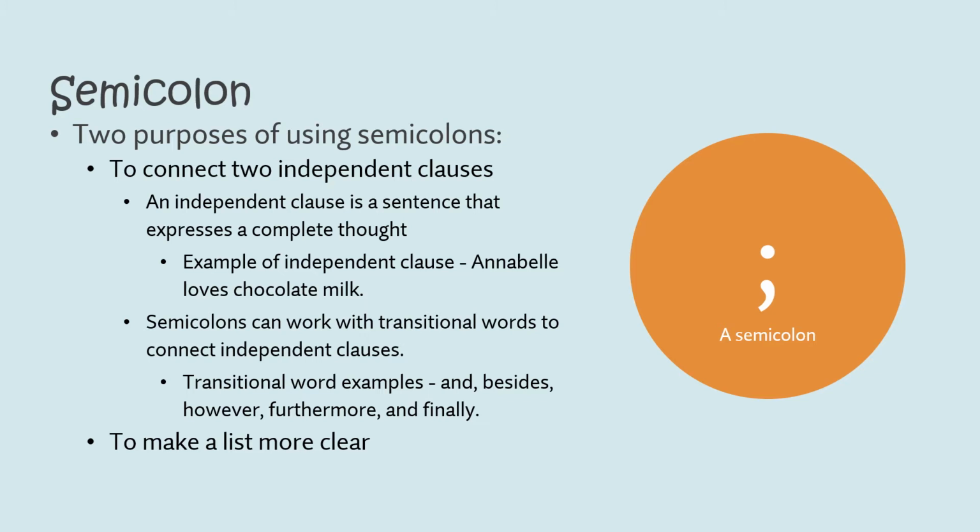Semicolons can connect two independent clauses with or without a transitional word. A transitional word is a linking word that connects sentences. For example, the words and, besides, however, furthermore, and finally are transitional words. The second purpose is to make a list more clear.